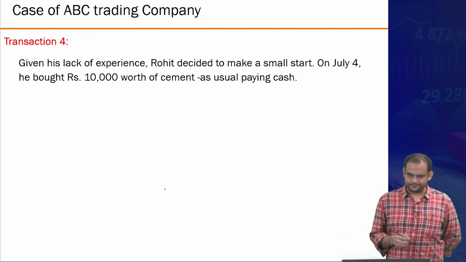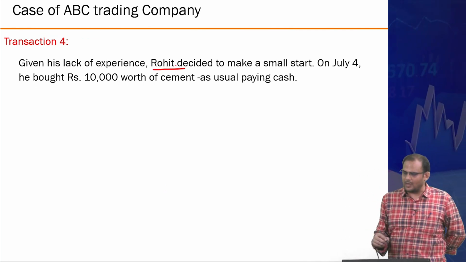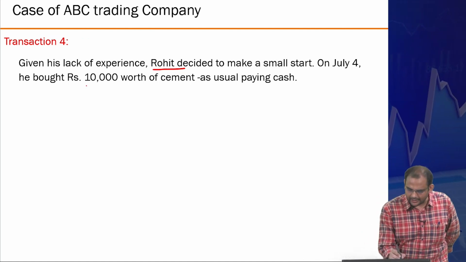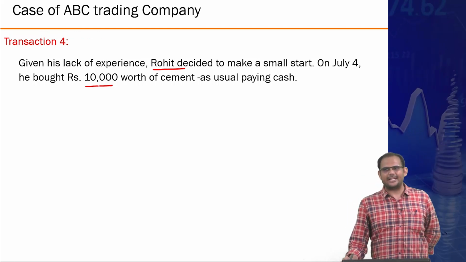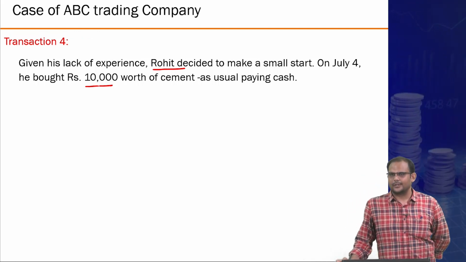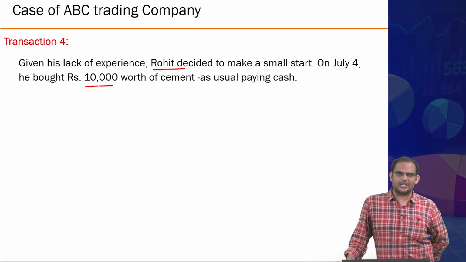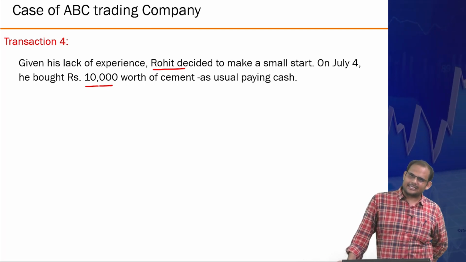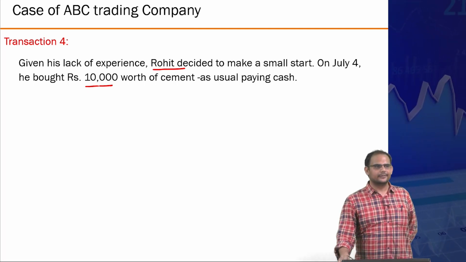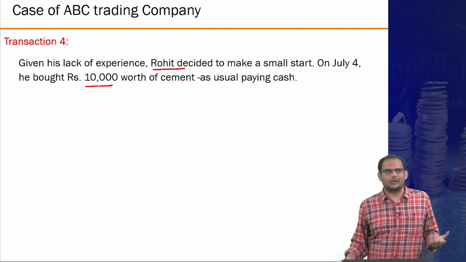Transaction 4. Given his lack of experience, Rohit decided to make a small start. On July 4, he bought 10,000 rupees worth of cement as usual, paying by cash. What happens? Cash changes, goes up or down? Down by 10,000. Is there a new form of asset being created? What is it? Cement, basically your stock.